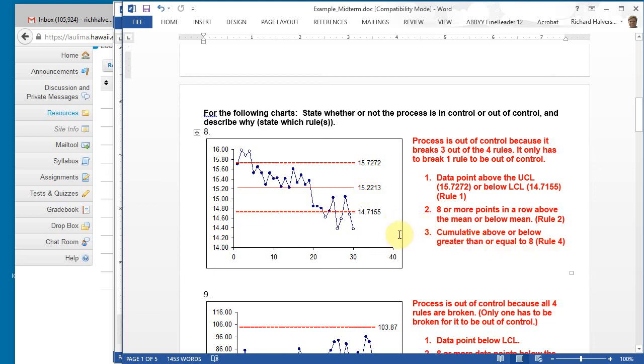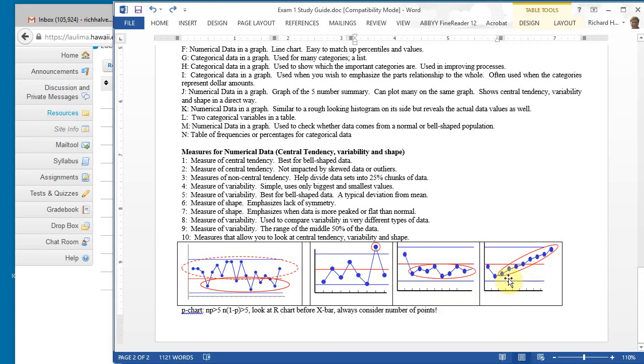The third rule is whether you have 8 in a row in one direction or the other, either up or down. And we see that we aren't breaking that rule because this is 1, 2, 3, 4, and then it starts to go back up again. So we aren't breaking this third rule, which is 8 or more points in a row in one direction.